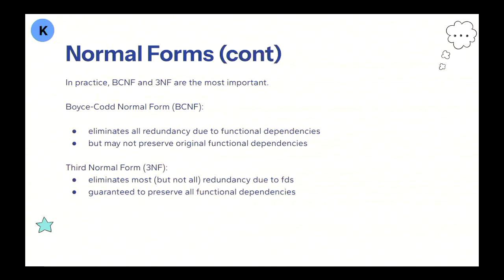So as we just mentioned, in practice, BC normal form or the third normal form are the most important, and they are slightly different. The BCNF eliminates all redundancies due to functional dependency. Actually, BCNF is a little bit more strict than the third normal form. But BCNF may not preserve the original functional dependencies. And the third normal form eliminates most, but not all, redundancies due to functional dependencies. However, it is guaranteed to preserve all functional dependencies. So that's the minor differences between these two normal forms.